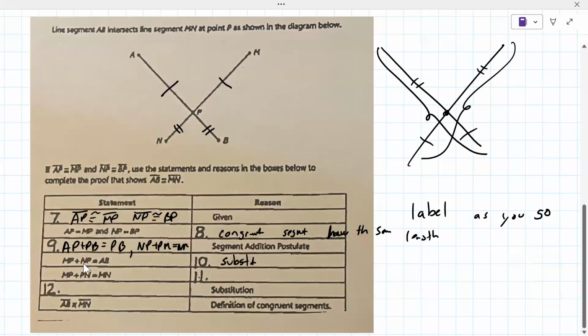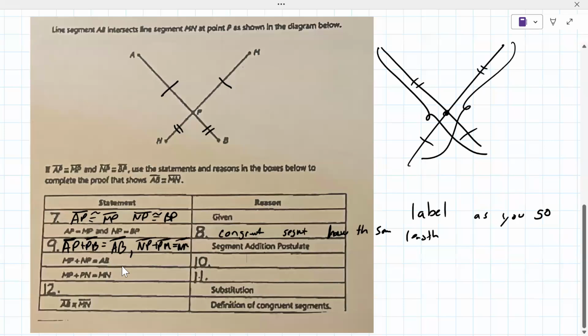Let me look at this one more time. I wrote the wrong thing here. AP plus PB equals AB. We have to say that these are segments, and that's why you have to put the lines on top. The substitutions come down here. They're now saying that MP plus NP equals AB.